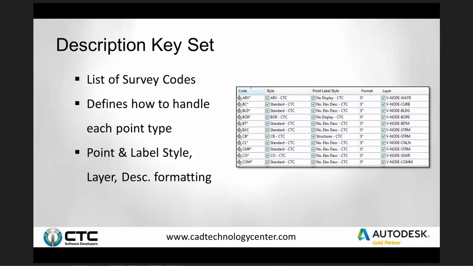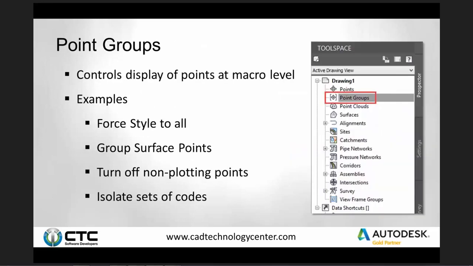So you can see on the graphic on the right, there's the list of my survey codes with a whole bunch of instructions to the right of the survey code on how to handle that, including point and point label styles and layers and description formatting and a number of things. We will get into all of that. We'll talk us through every single column in the description key set, and not just what it is, but try to provide some good recommendations on how to use them.